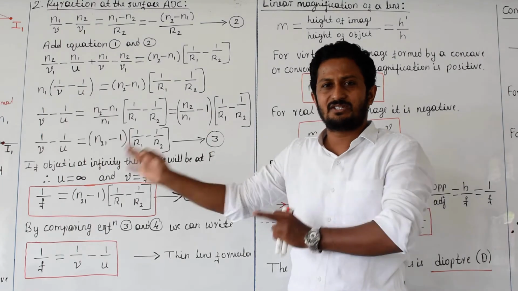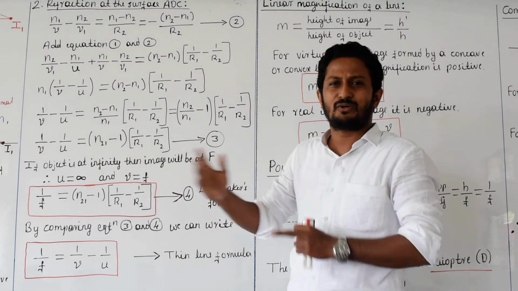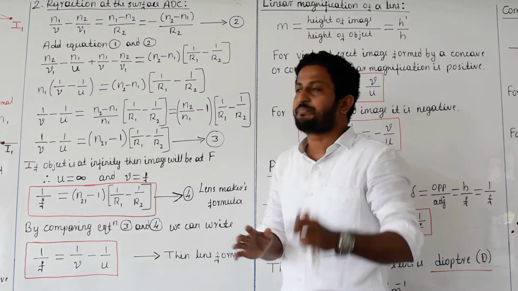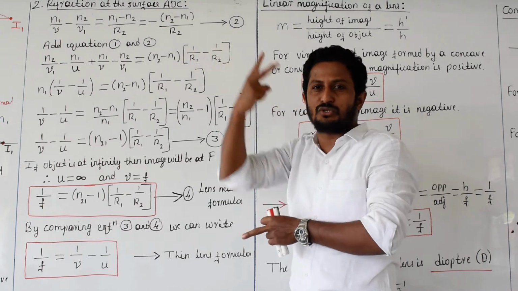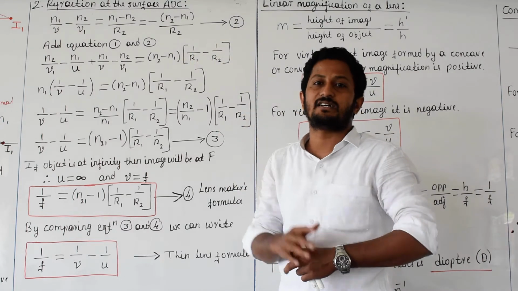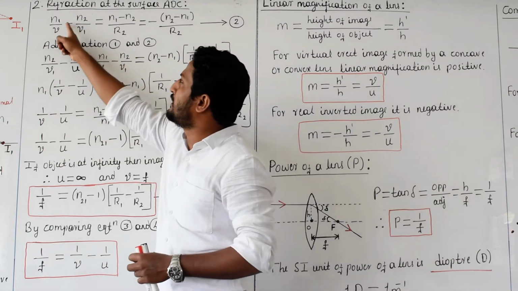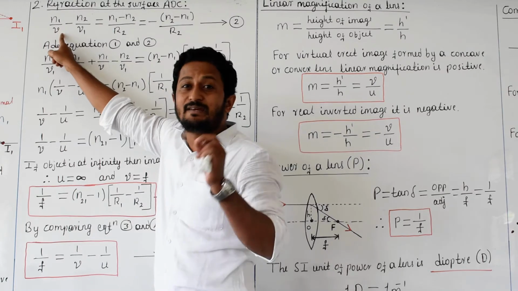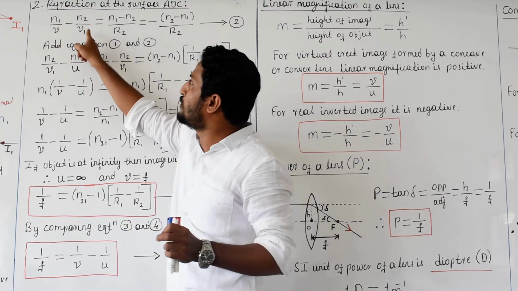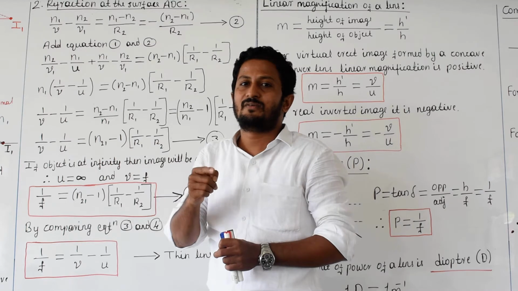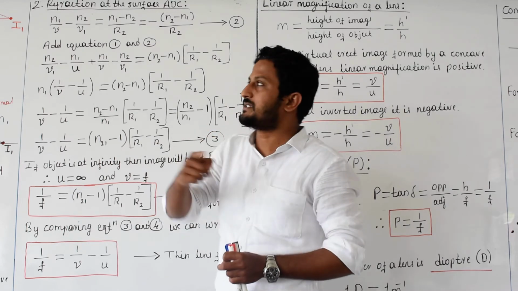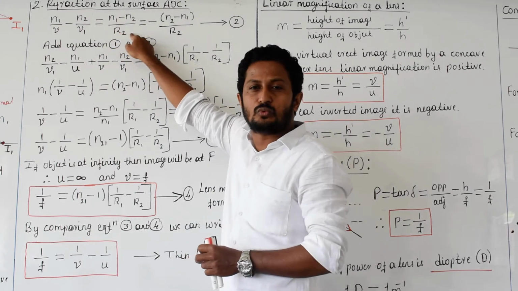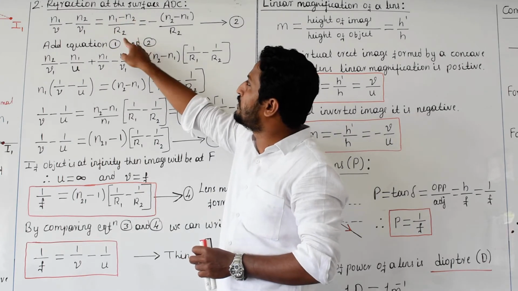There is no need to apply sign conventions again. Have you understood? Just go with the direct formula, because we already derived it by considering the sign conventions. Here also I have written equation 2 by considering the sign conventions. See here, n1 by v, where v is the image distance, minus n2 by v1, where v1 we treated as the object distance, is equal to n1 minus n2 by r2.